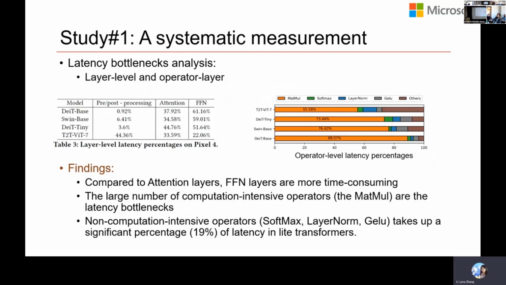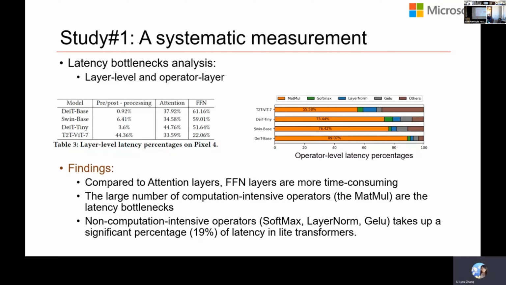We are curious about the reasons and latency bottlenecks, so we look at the layer-level and operator-level latency. We first count the latency for each type of layer. According to the functionality, we group layers into pre-post-processing, attention layers and FFN layers. As shown in Table 3, except for T2T-ViT, attention and FFN layers are the latency-dominating layers. Compared to the attention layers, FFN layers are more time-consuming.